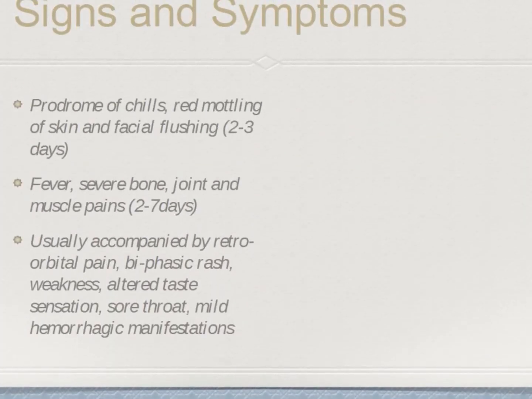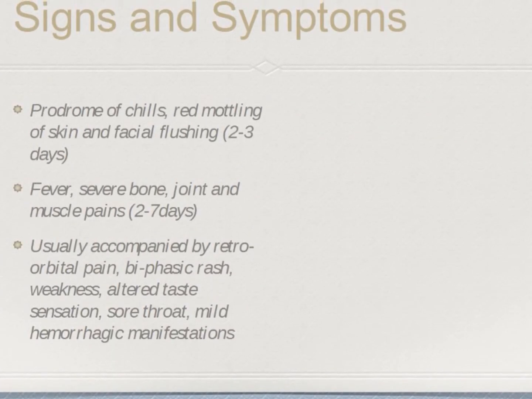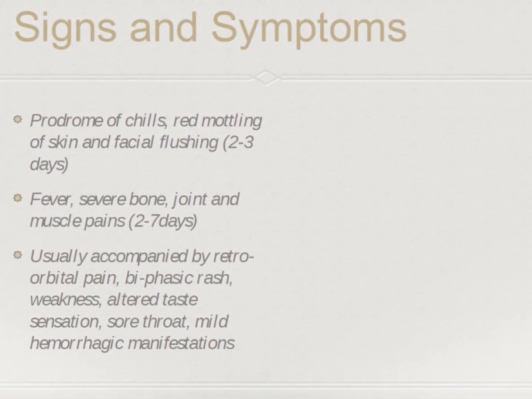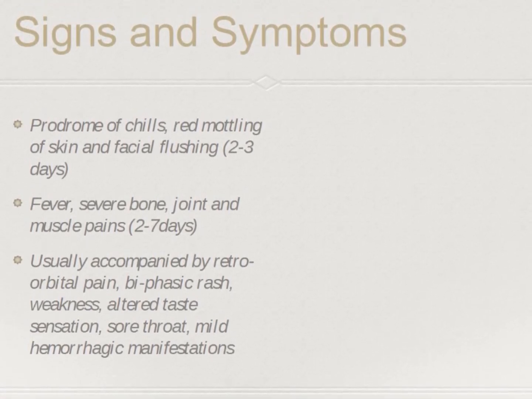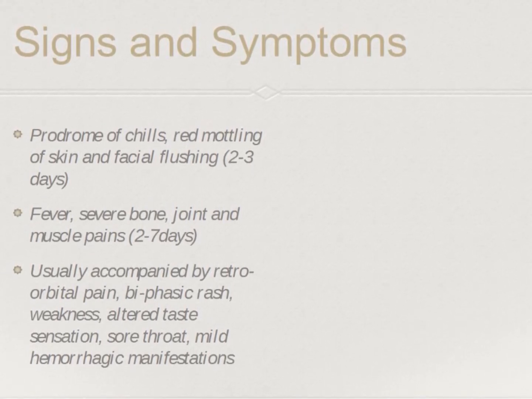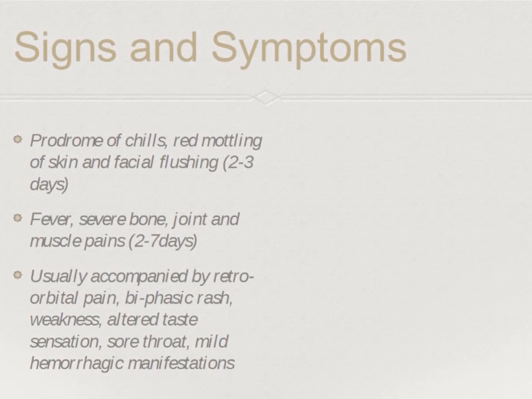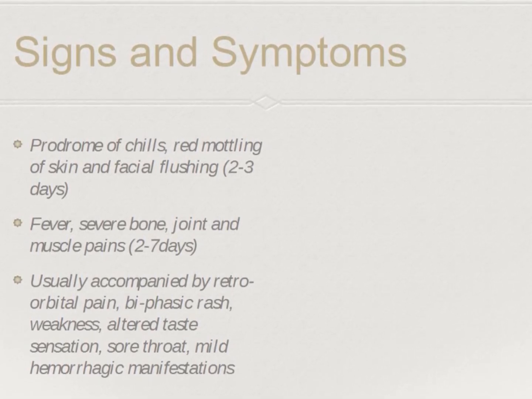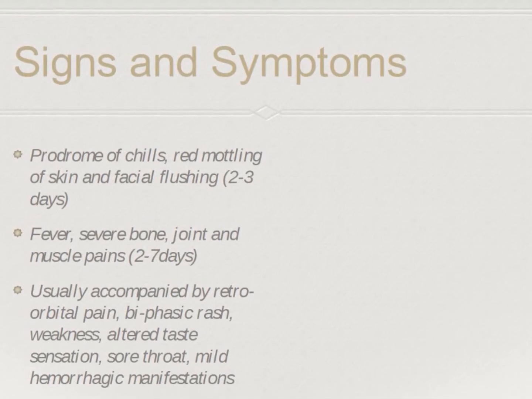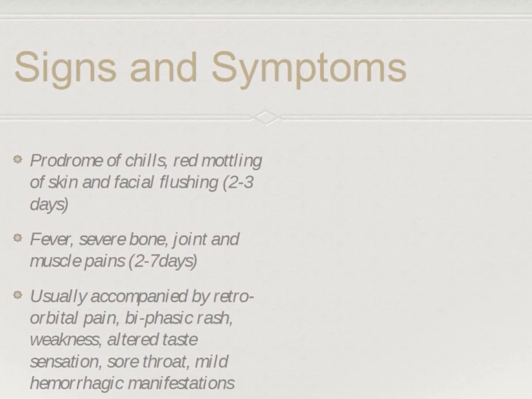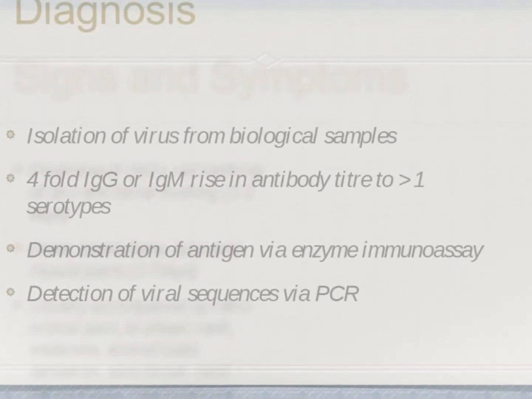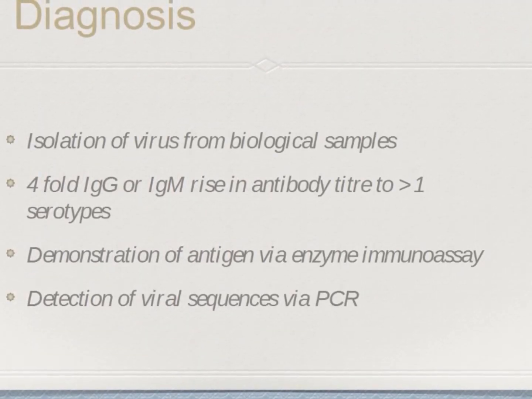The signs and symptoms: dengue has a 2 to 3 day prodromal period with chills, red mottling of the skin, and facial flushing. The facial flushing, it's been found, is very specific to dengue. There's also fever, severe bone, joint, and muscle pain, which lasts for 2 to 7 days, and it gives it the nickname break bone fever. It's usually accompanied by retroorbital pain and a biphasic rash, which occurs during the fever period and post-fever period. And some people also complain of other flu-like symptoms such as sore throat.